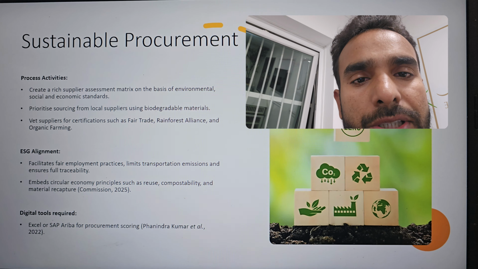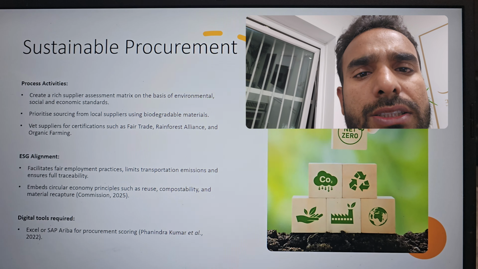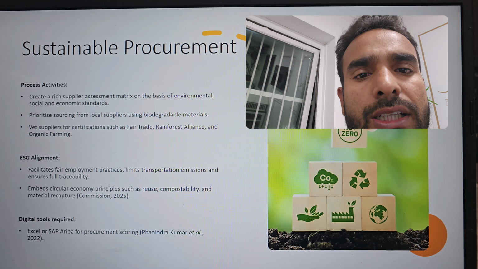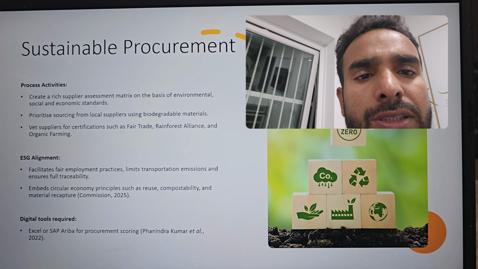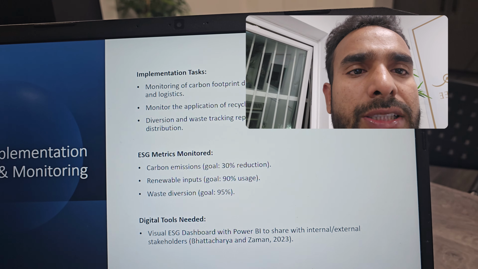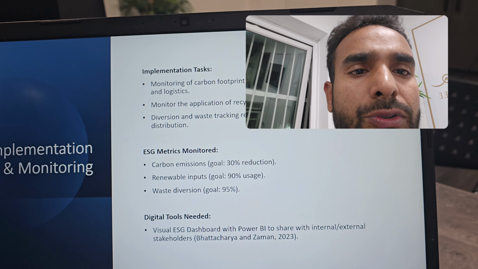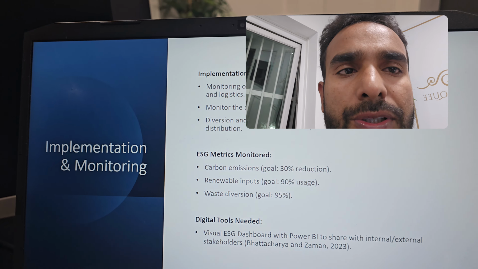And third one that is very important for the product, that is the digital tools required, that is Excel or SAP, which are big for procurement scoring. Then after, the implementation and monitoring, there are some keys like implementation tasks, ESG material monitoring and digital tools needed. These are very important for implementation.